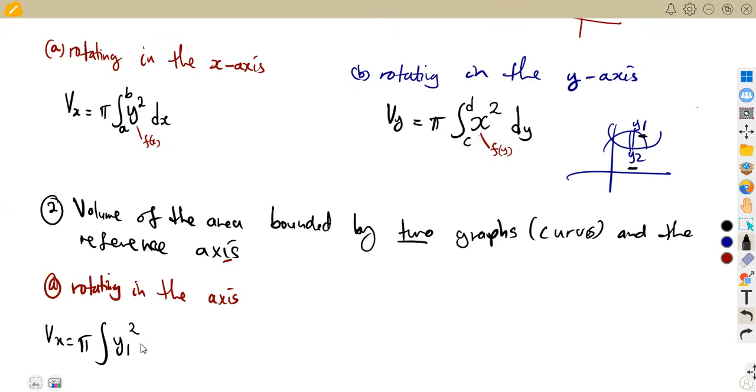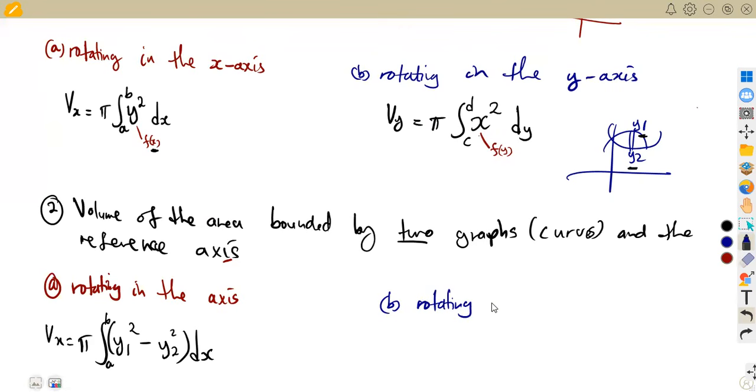So that will be y1 squared minus y2 squared with respect to x. This y is a function of x, so we are going to integrate with respect to x with our limits taken as a and b. Like in the condition of the area, remember that a and b are the values that we obtain at the points of intersection of the two graphs or the two curves that we are given. It is the same thing that we are going to have when rotating about the y-axis.